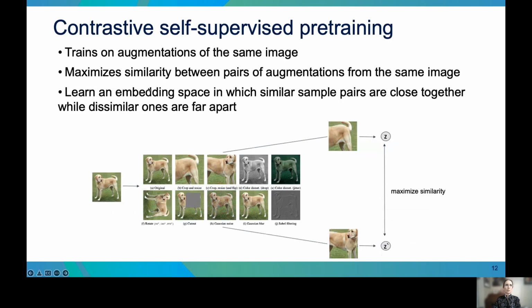Now the way that this works is through contrastive self-supervised pre-training, which is a training method that trains a model on augmentations of the same image. So the model sort of trains itself to maximize similarity between pairs of augmentations from the same image.